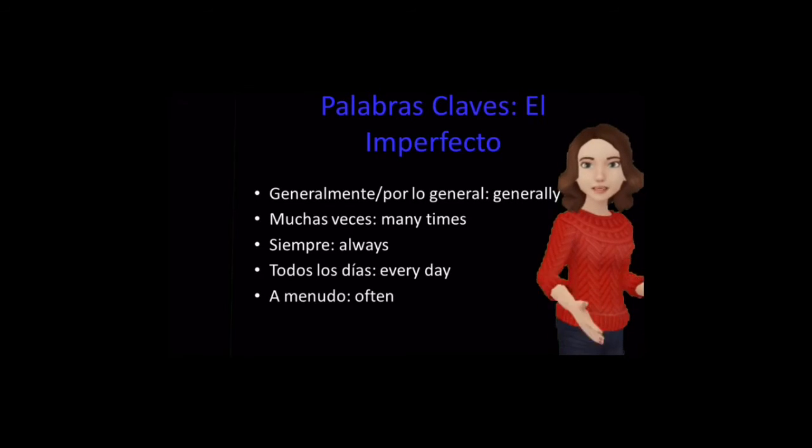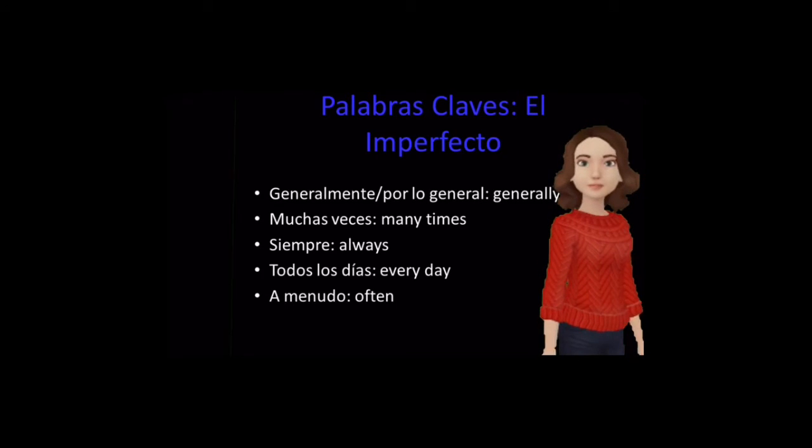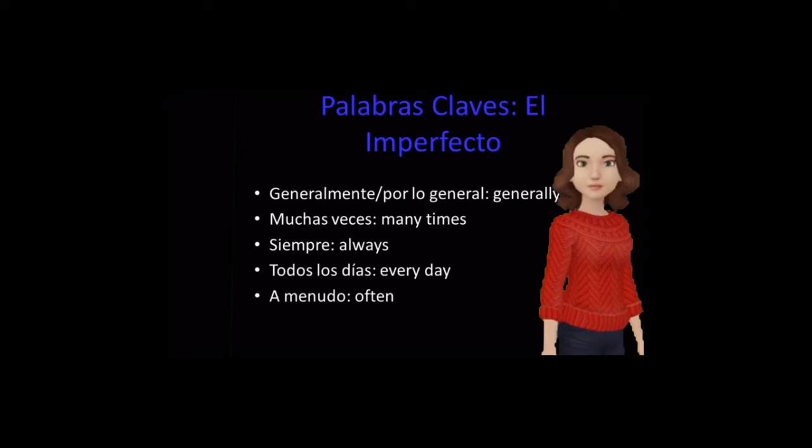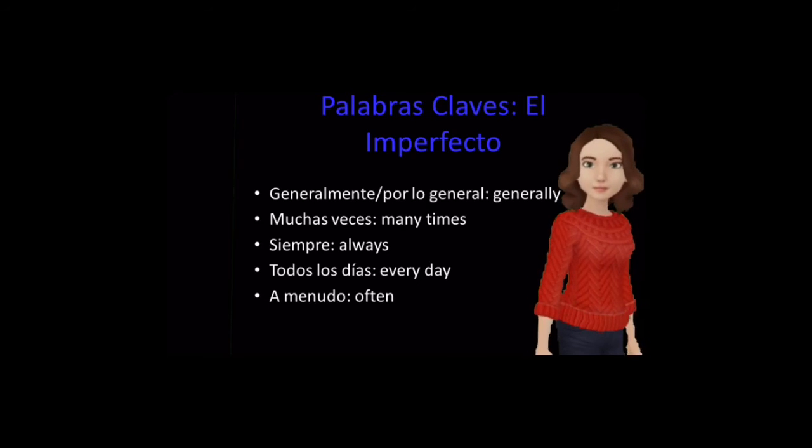Here are some words you might expect to see in a sentence that would require the use of the imperfect tense in Spanish. Generalmente or por lo general, muchas veces, siempre, todos los días, and a menudo. Treat these words like vocabulary and memorize them so that you can easily recognize when a sentence needs the imperfect tense.